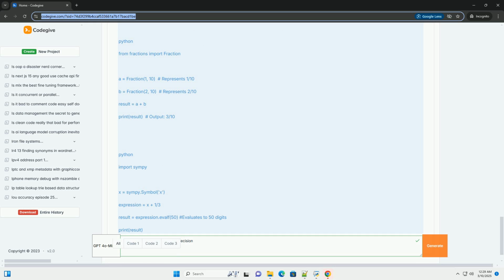Fractions module: if you're dealing with rational numbers, the fractions module provides a Fraction data type that represents fractions exactly. Symbolic math libraries, for example SymPy: for more complex mathematical operations where exact results are required, consider using symbolic math libraries like SymPy. These libraries work with mathematical expressions symbolically, rather than numerically, allowing you to perform calculations without approximation. Careful algorithm design: sometimes, you can restructure your algorithm to minimize the impact of floating point errors. For example, avoid subtracting nearly equal numbers, which can amplify errors.